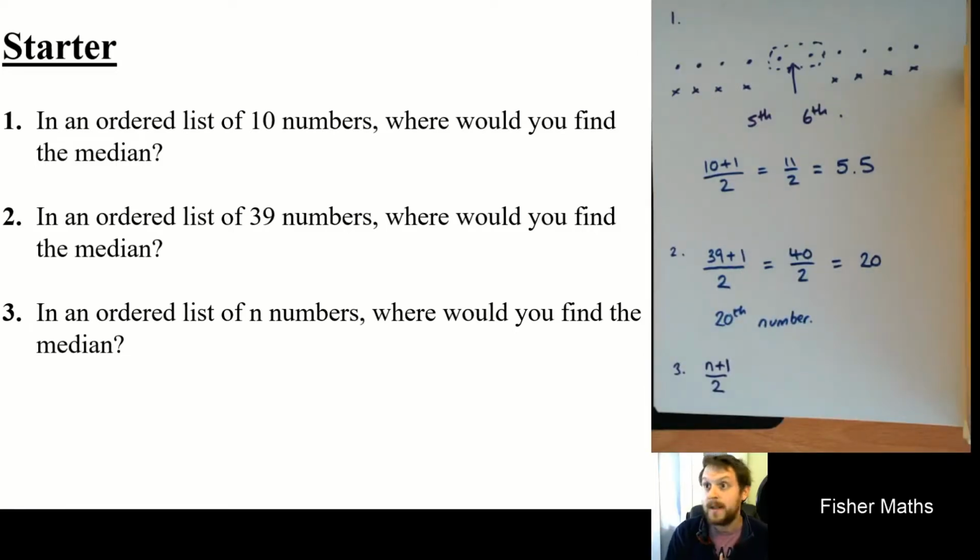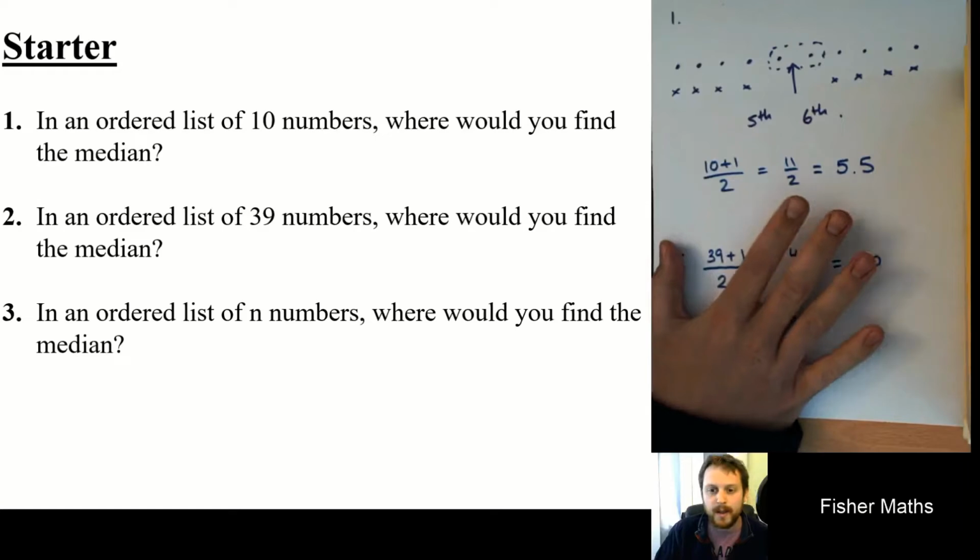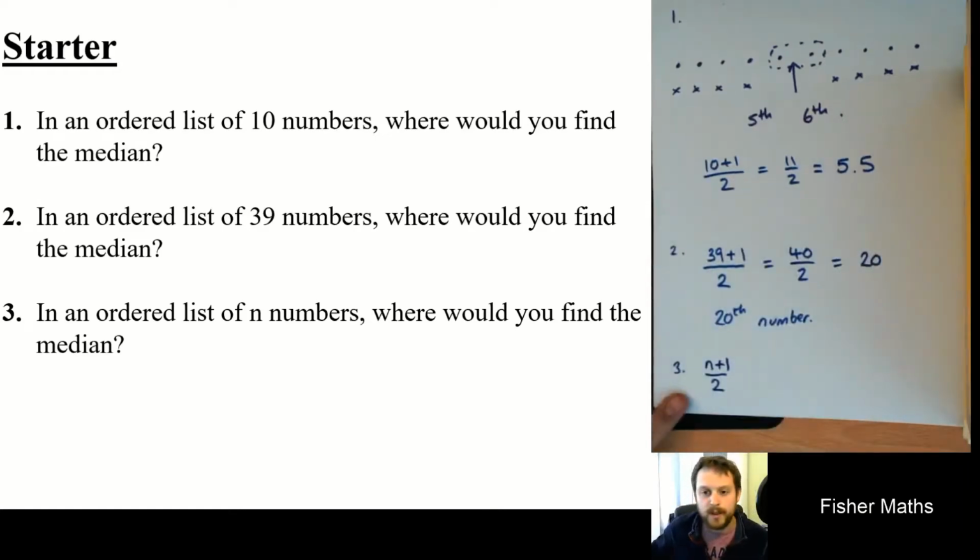If it was 20.5, it would be halfway between the 20th and the 21st. And so what this is going to let you do, if you can use this little rule here, is answer some of the trickier questions to do with finding the median from a frequency table.